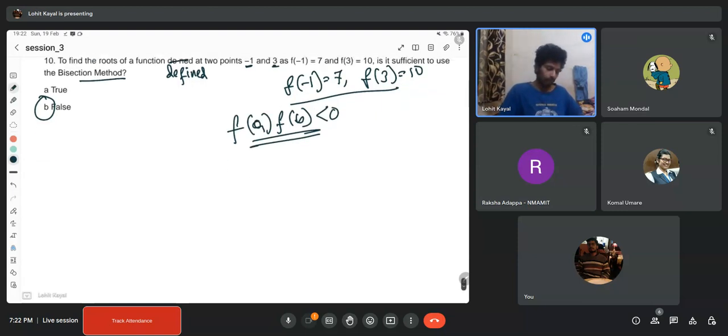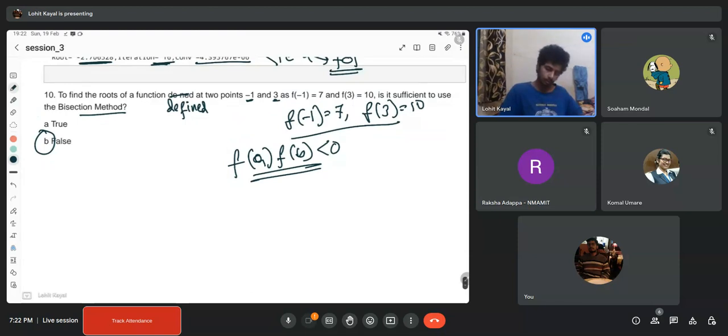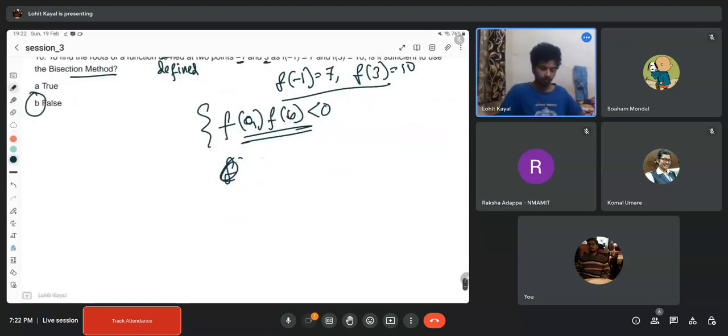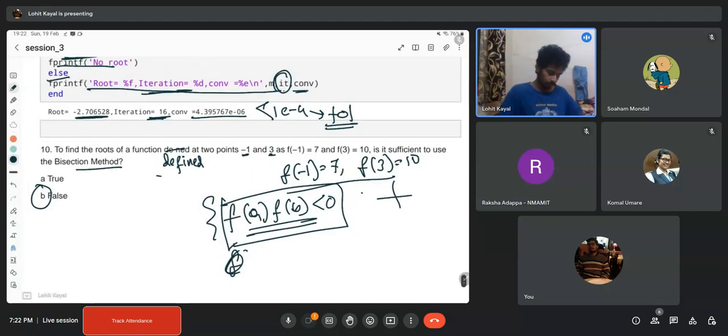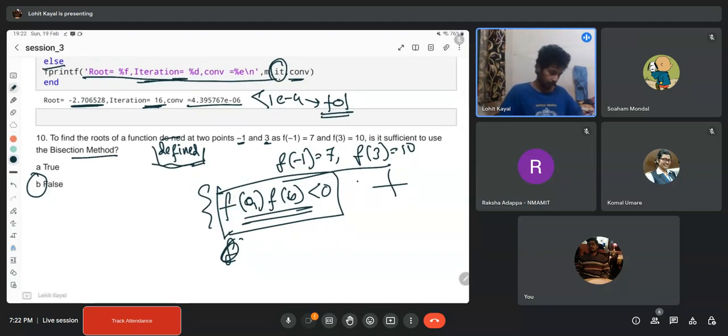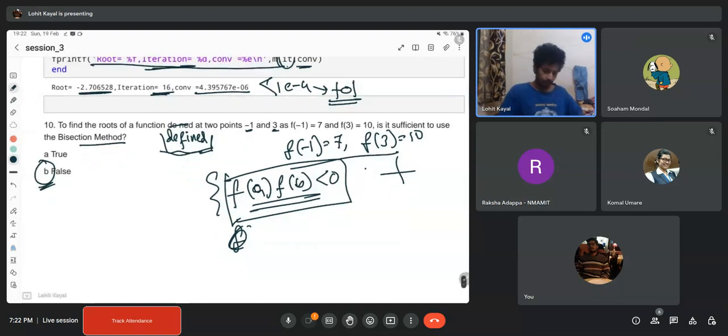Another question: can we use the regula falsi method here? The answer is still no. For the regula falsi method also we need this condition to be satisfied. But here we can use the secant method, because for the secant method the initial guesses can be on the same side of the root, not on opposite sides of the root. So for the bisection method, we cannot use this. For f(-1) equal to 7 and f(3) equal to 10, if we multiply it, it is 70, which is greater than 0. So we cannot apply it here.